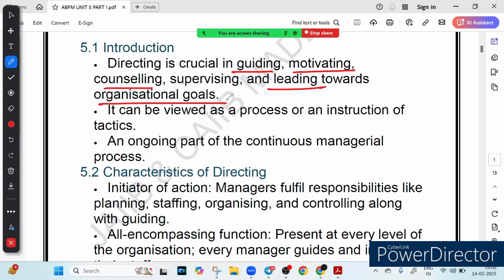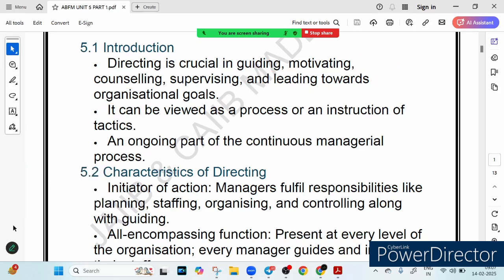Think of it as a GPS for your team. It shows them the right path, helps them stay on track and ensures that they reach the destination successfully, right? Now let's talk about characteristics of directing.